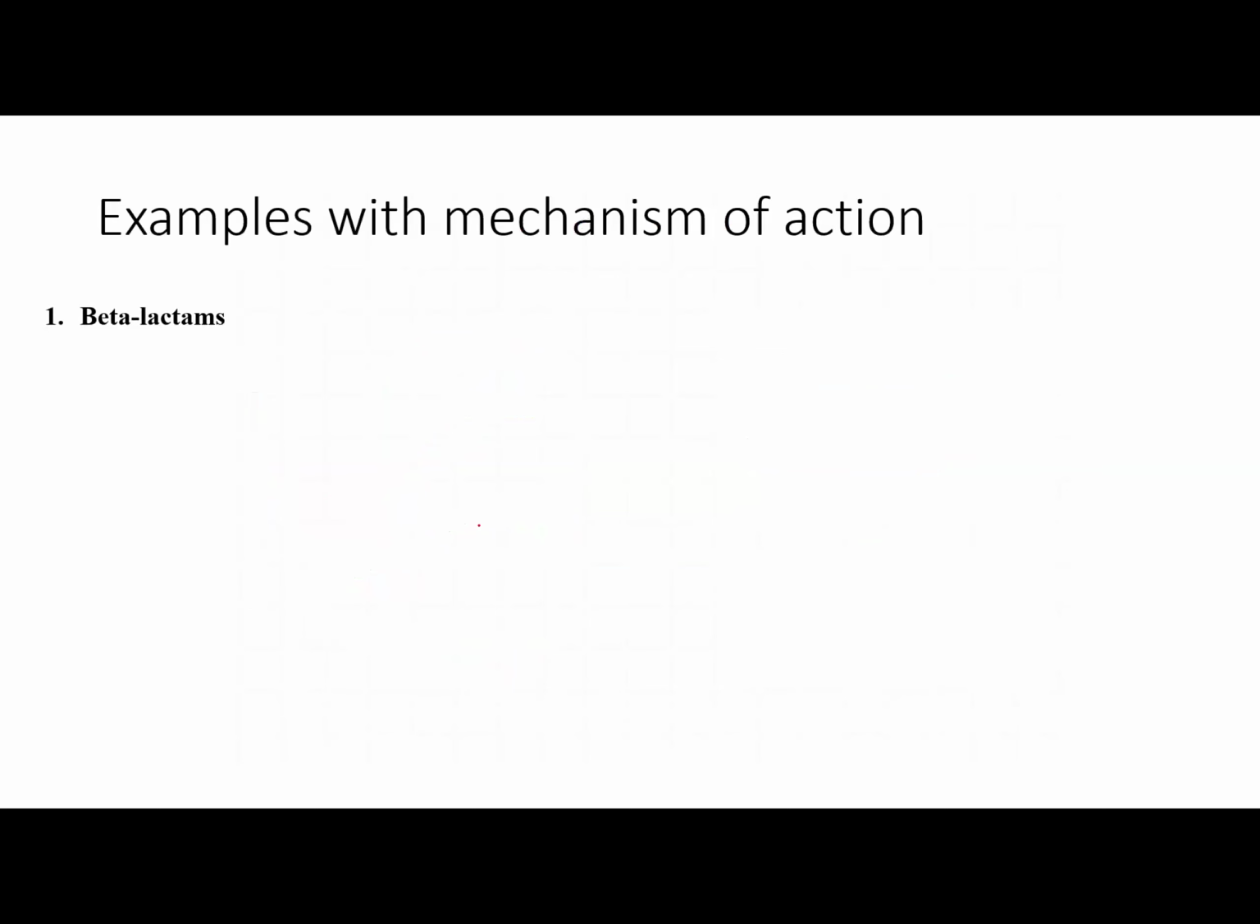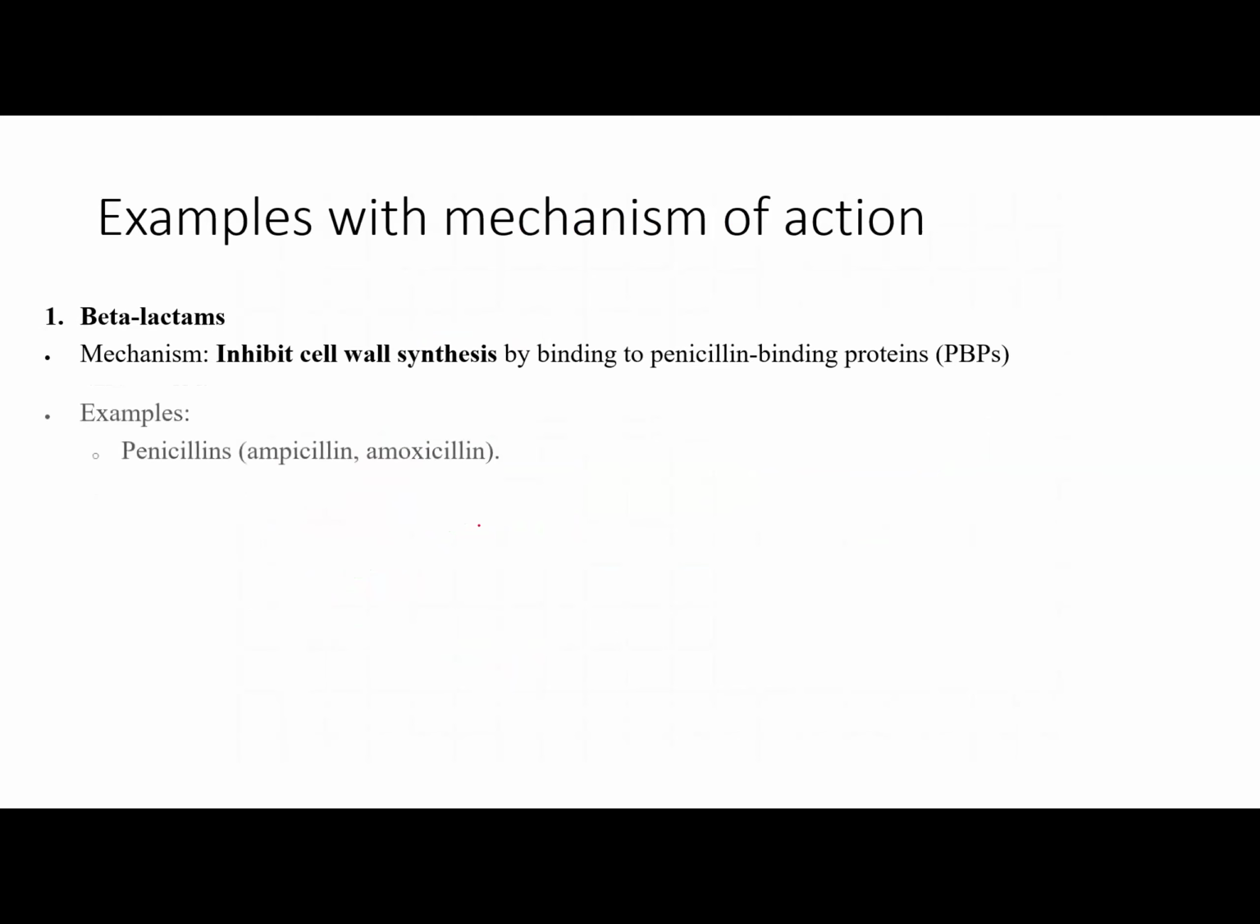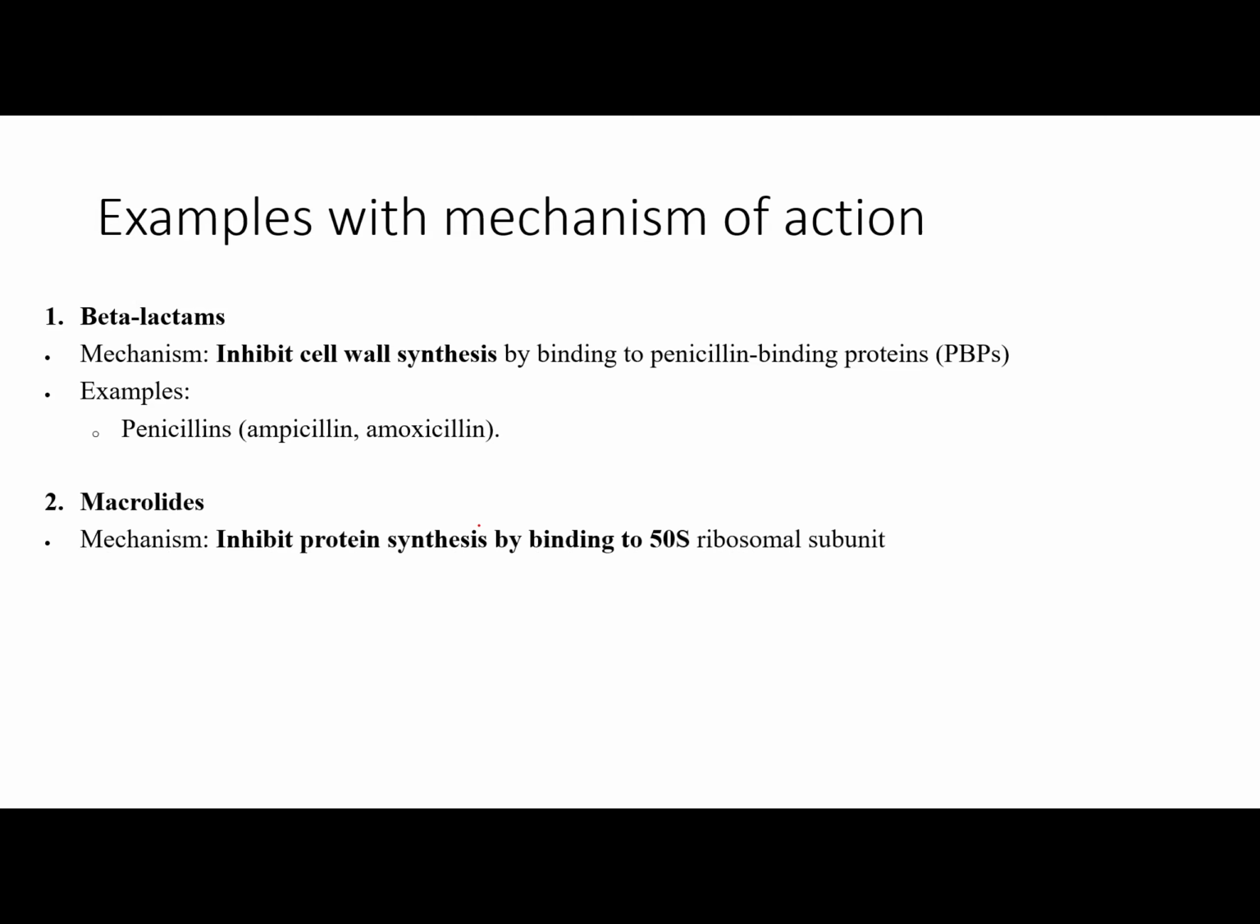So up till now we have discussed what is time dependent antimicrobial killing. So coming to the first example, beta lactams, the mechanism is inhibition of cell wall synthesis by binding to the penicillin binding proteins. Examples are penicillin group of drugs, like ampicillin, amoxicillin, or ticarcillin. Macrolides are the other group of antibiotics that you need to remember. They inhibit protein synthesis by binding to the 50S ribosomal unit. Examples are azithromycin, erythromycin, and clarithromycin.